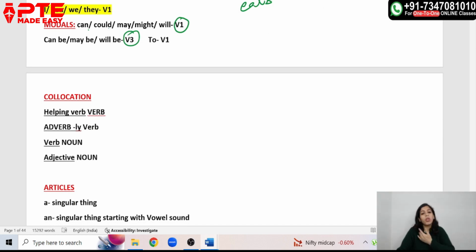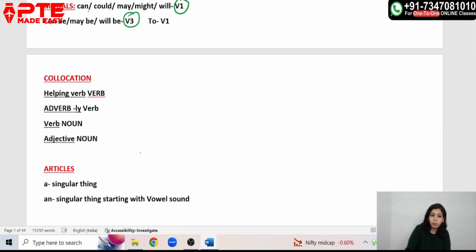Now talking about the collocations and articles. Collocation is like if we have used a helping verb before the blank, so some verb will come. If an adverb has been used, some verb will come after the blank. If a verb has been used, some noun will come in the blank. And if some adjective has been used, then some noun will come.